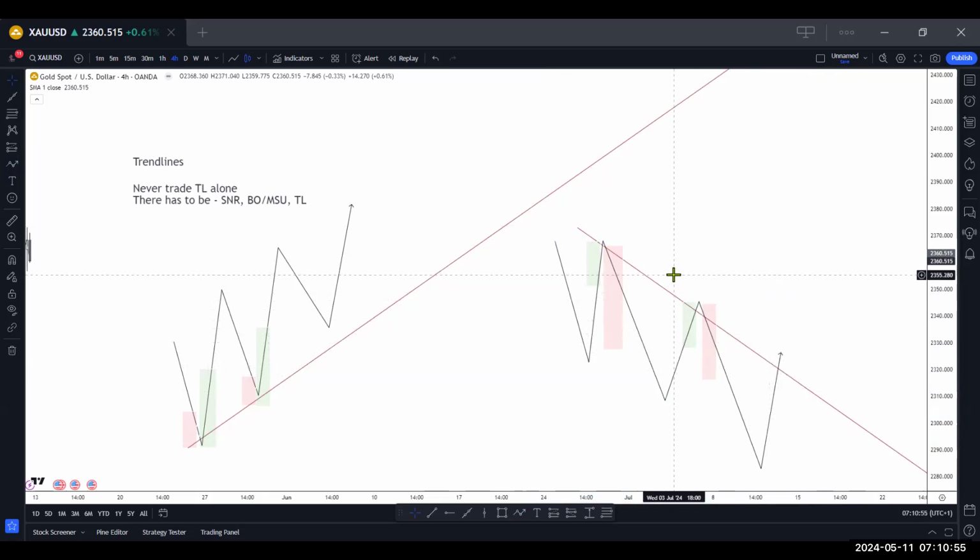Okay, and know that with trend line, you don't trade trend lines alone, right? So there's going to be an SNR level around that area where you intend to use your trend line. And that's why a lot of traders, when they learn trend line, there's a fascination that comes with it, right? Trend line is so beautiful, guys. So beautiful, so sweet.